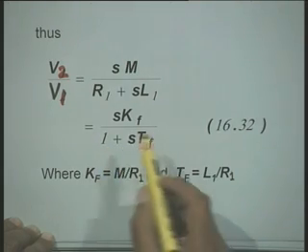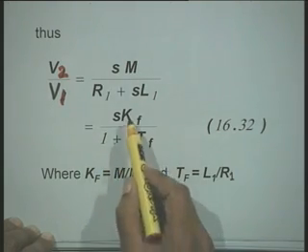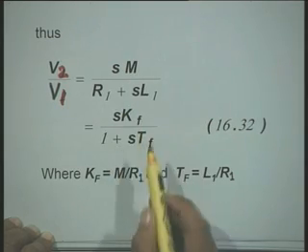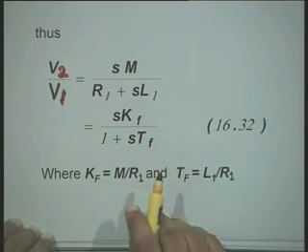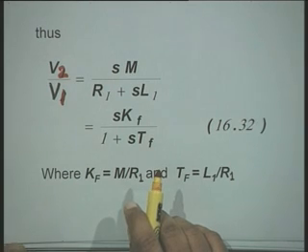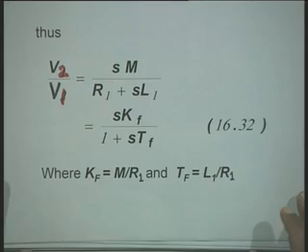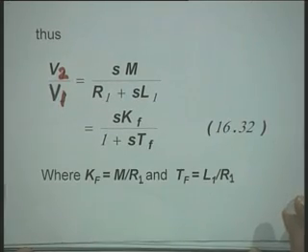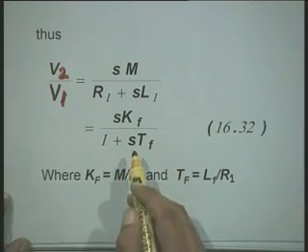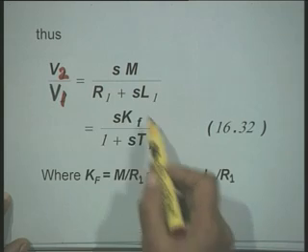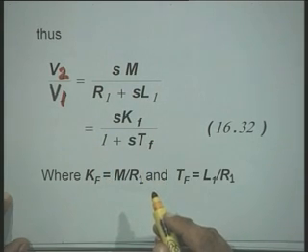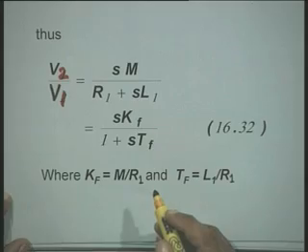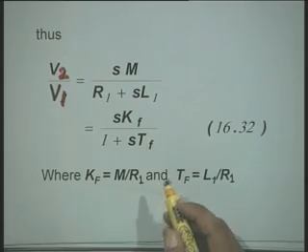Now, these two parameters again, that is the gain constant k f and this time constant T f, are the important parameters. These parameters are also required to be tuned. Further, you can see here actually that this represents a derivative feedback.